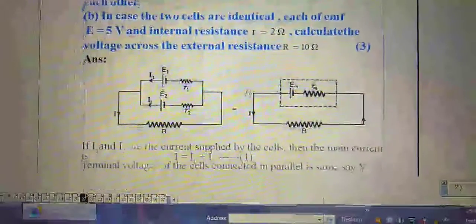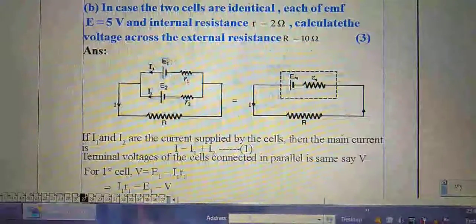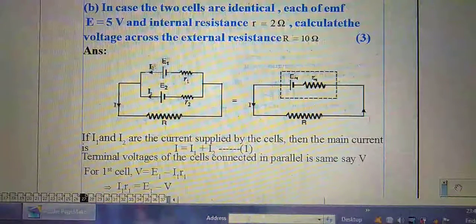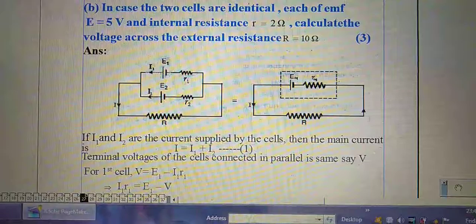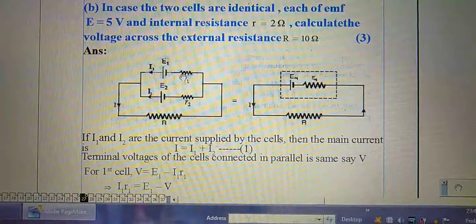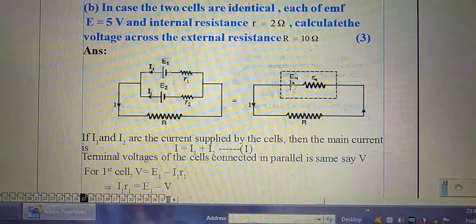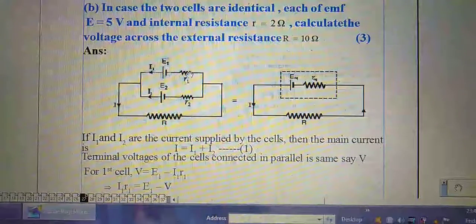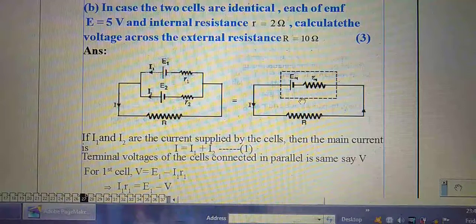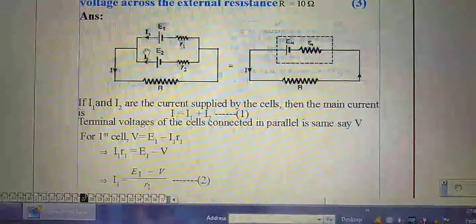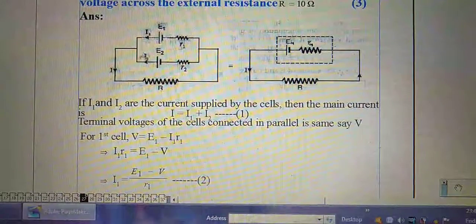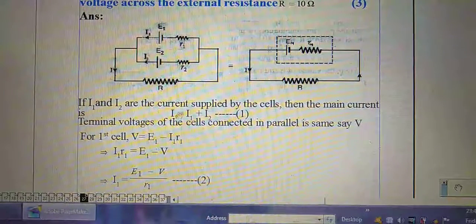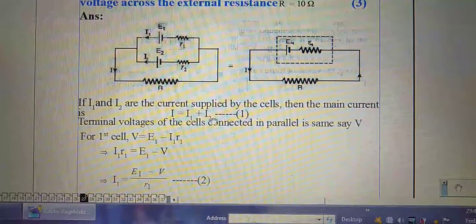As per the question, we draw this diagram and the equivalent circuit is here. When the two cells are combined, the equivalent EMF will be E equivalent and the equivalent resistance we consider Req. In this circuit, I1 and I2 are the currents flowing through E1 and E2. Therefore, the total current must be I1 plus I2.